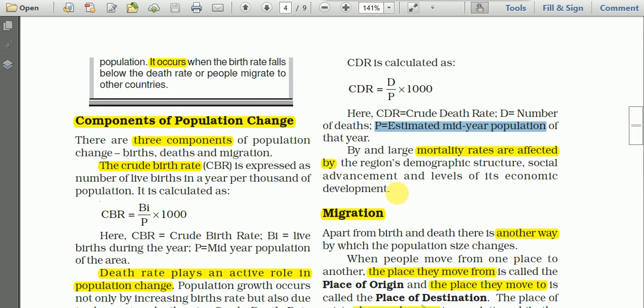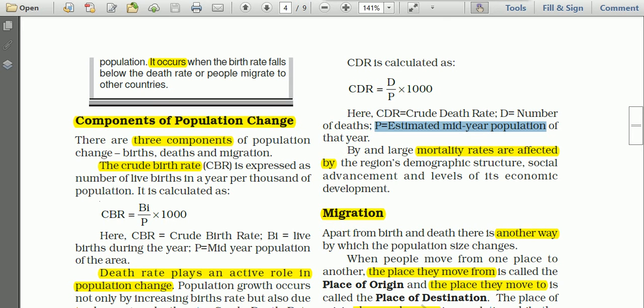By and large, mortality rates are affected by the demographic structure, social advancement, and level of economic development. Generally, less developed countries have a higher mortality rate, a higher death rate. That means mortality rate is directly related to the economic advancement of the country, and it also depends on the demographic structure.